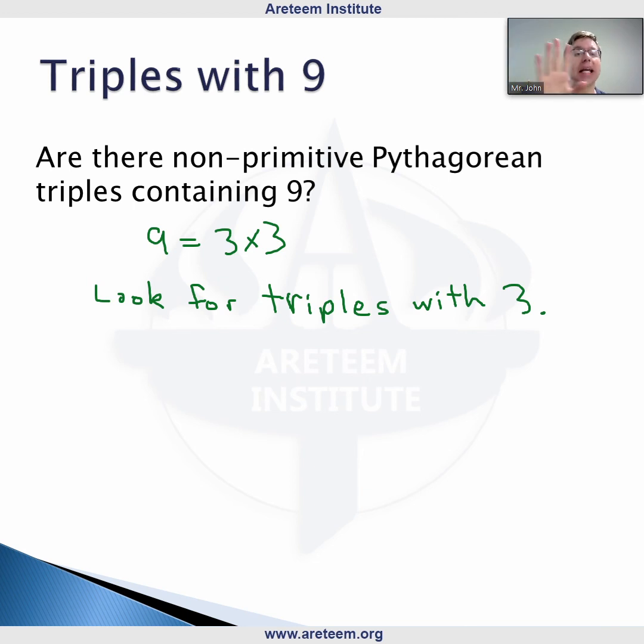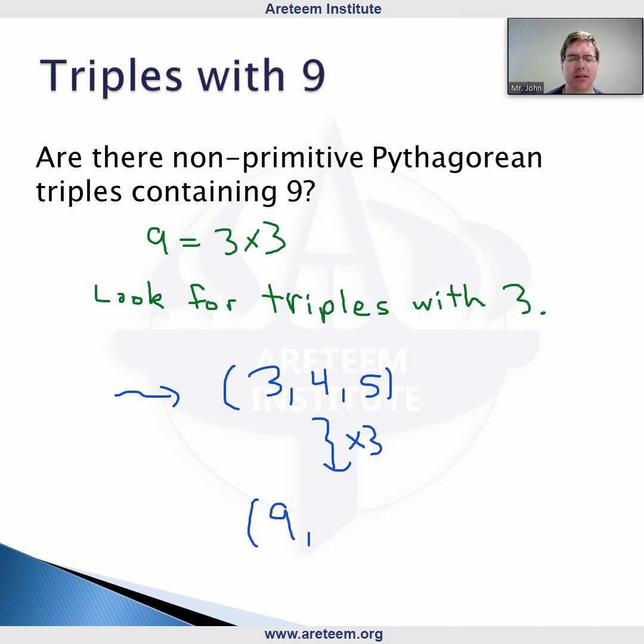You could do the same 3 cases. 3 is m squared minus n squared, 3 is 2mn, doesn't work. 3 is m squared plus n squared, doesn't work. These numbers are small enough, I'll let you double check that yourself. We actually only have the triple 3, 4, 5 that we've seen. And then that triple can be multiplied by 3 to give us 9, 12, 15.